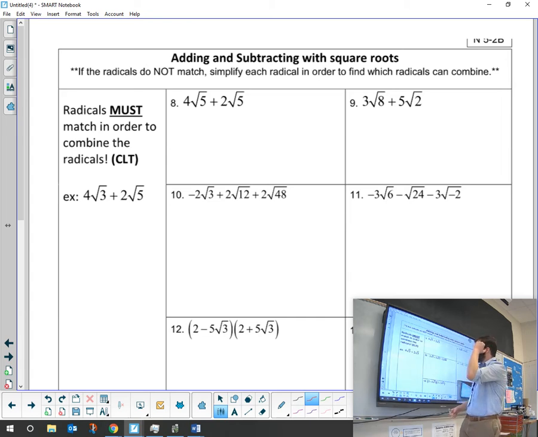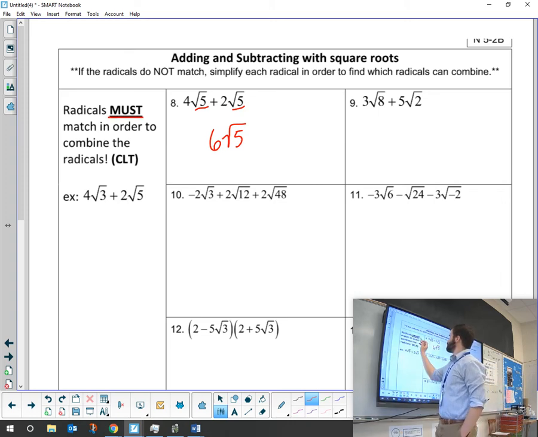Take a look at number 8 here, for instance. This is 4 square roots of 5 and 2 square roots of 5. So we are counting the same thing, and if we're counting the same thing, we can add them together. 4 square roots of 5 plus 2 square roots of 5 gives us 6 square roots of 5. Okay? We do not add the numbers under the square roots together. This isn't the square root of 10. We're still counting the same thing, square roots of 5.